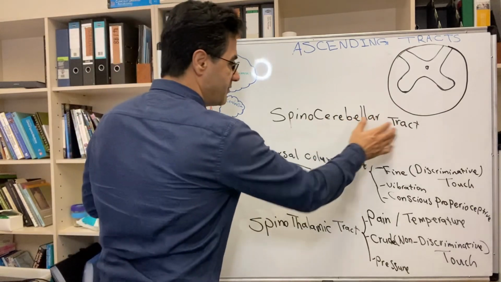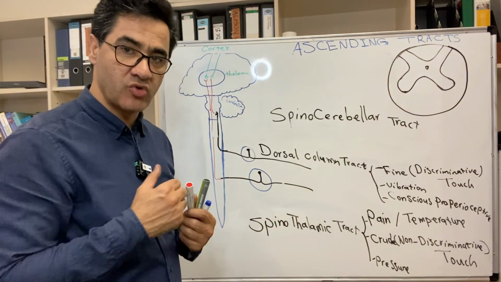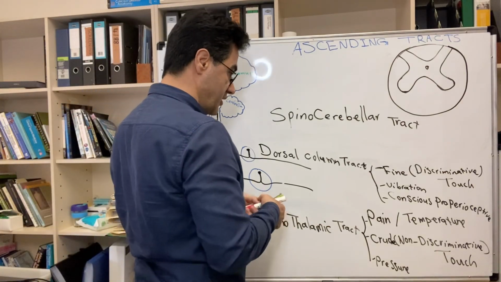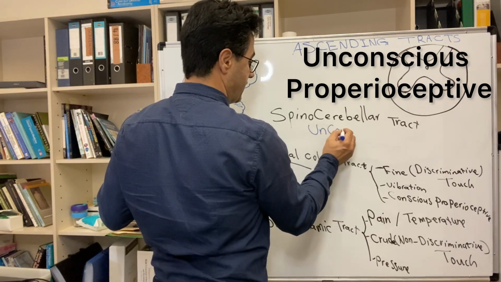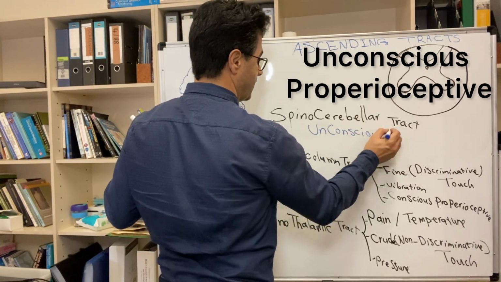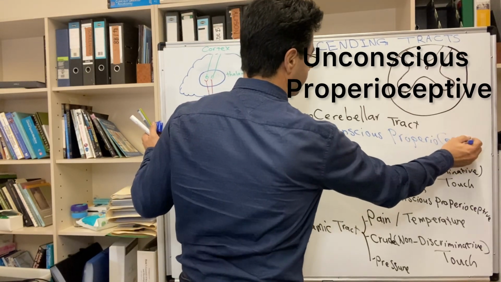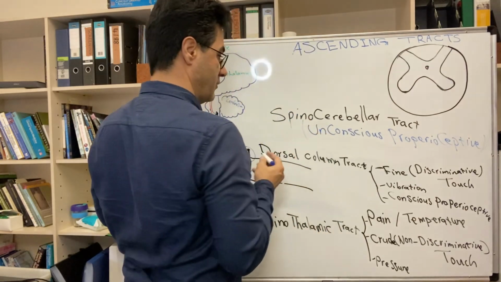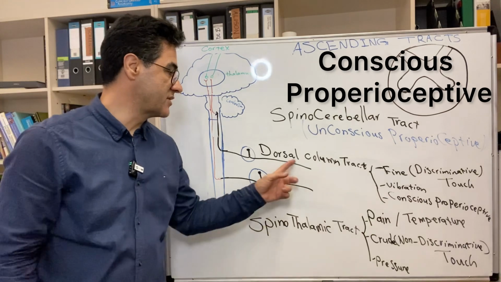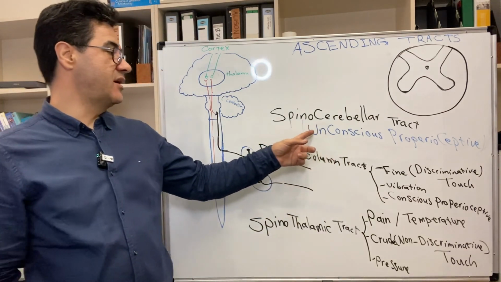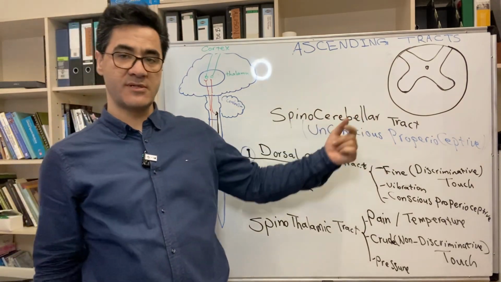So the spinocerebellar tract carries specific sensory information from our joints and muscles, called unconscious proprioception. As you see here, conscious proprioception is carried by the dorsal column tract, whereas unconscious proprioception, a specific sensory information, is carried by the spinocerebellar tract.